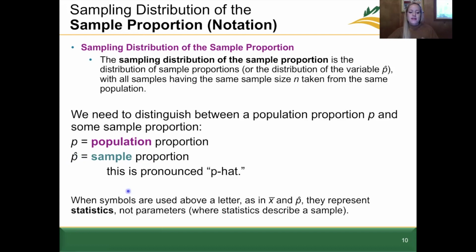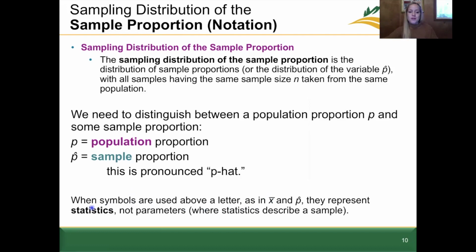One tip here is that when symbols are used above a letter, as in X bar or P hat, they represent statistics. Remember, when we're talking about a sample, we use that term statistics. When we're talking about an entire population, we use the terminology of parameters.